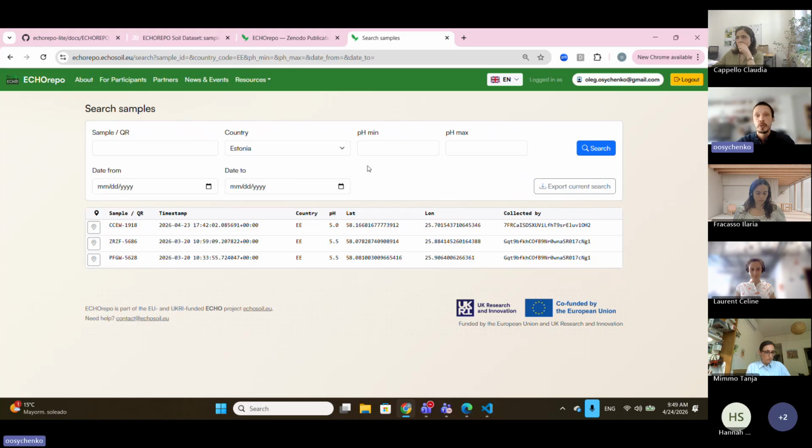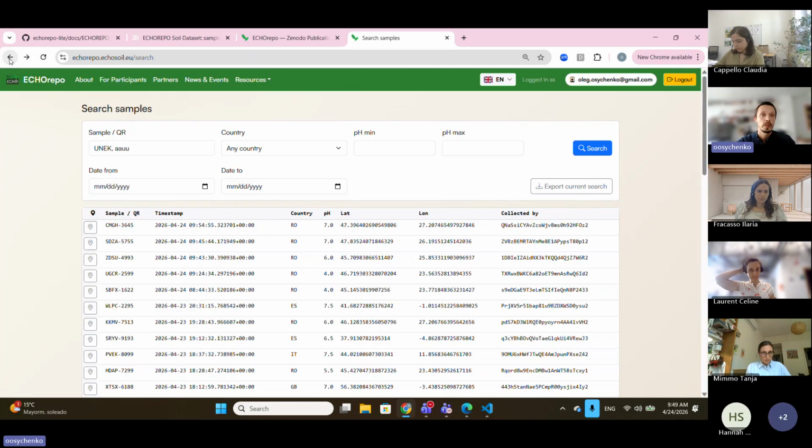or you might be interested in a particular range of pH or the range of dates when the sample was taken. For example, it might be winter or it might be summer. And then you might export the results of the search. We get back to the initial page.